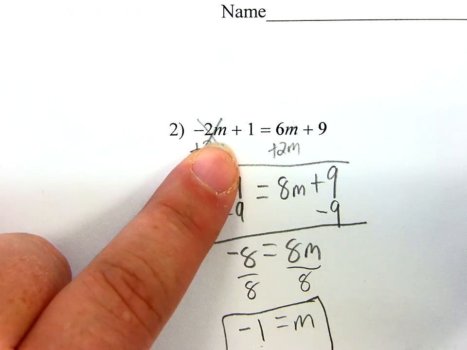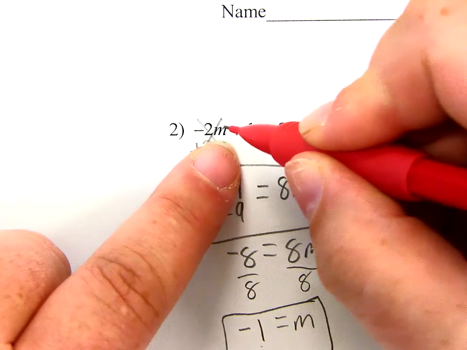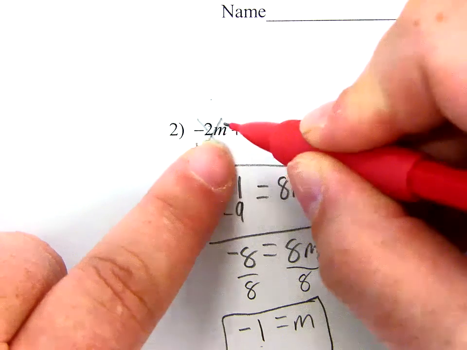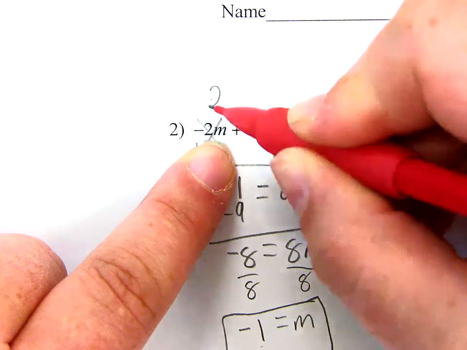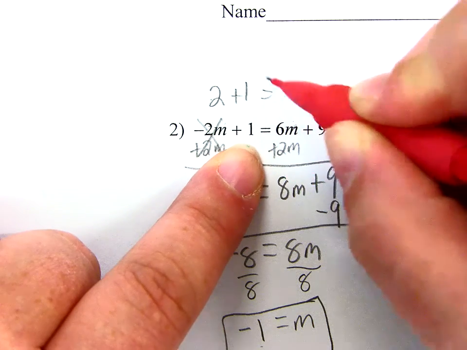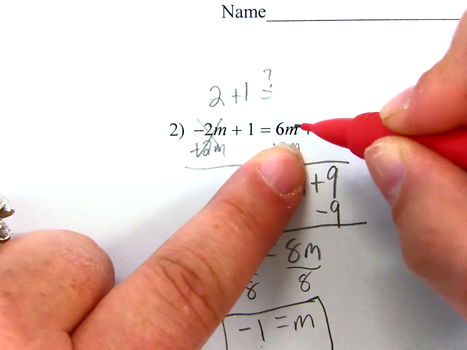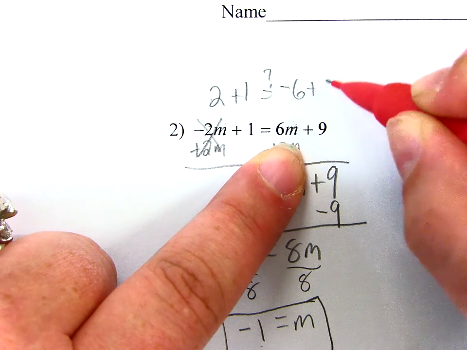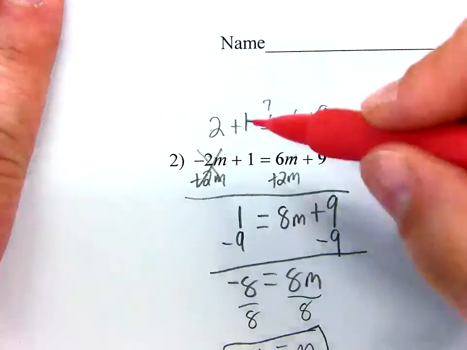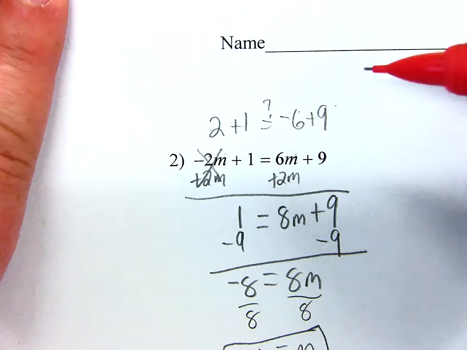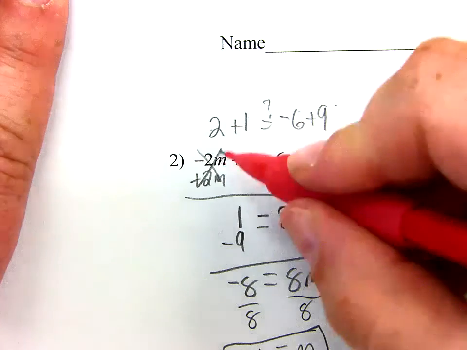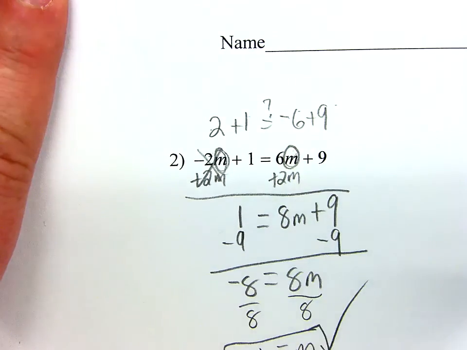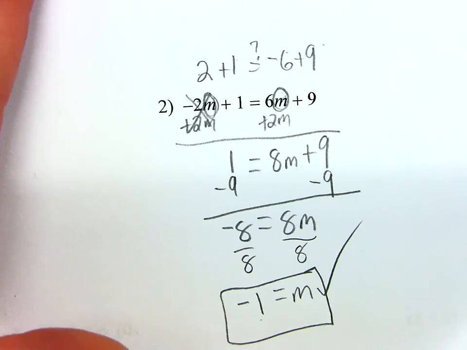Okay, so let's plug negative 1 back in, and let's see what happens. What's negative 2 times negative 1? Positive 2 plus 1. Let's see if that's equal to, what's 6 times negative 1? Negative 6 plus 9. Is that true? Is 2 plus 1 equal to negative 6 plus 9? Yes. You just had to plug in negative 1 in both spots. But I know that I'm right. So you can still check your answer.